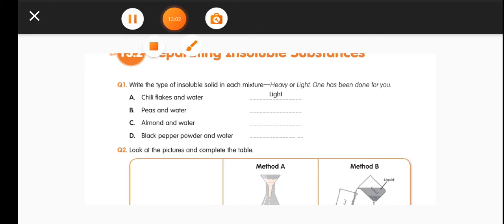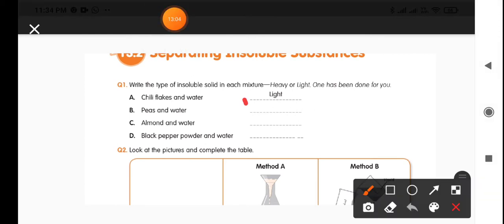So, you just write either they are light or heavier. You write here heavy. Peas are heavier than the water. And almond and the water. Almond also goes down to the bottom of the bottle or glass if you put it in the water. That is because they are also heavier than the water.